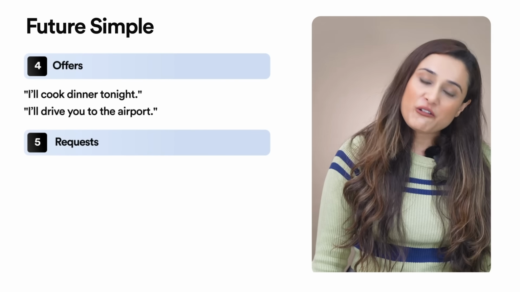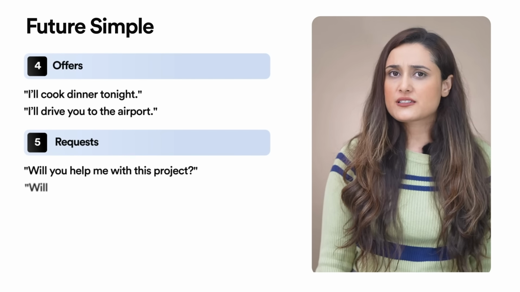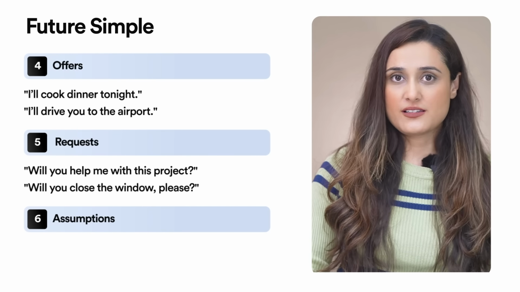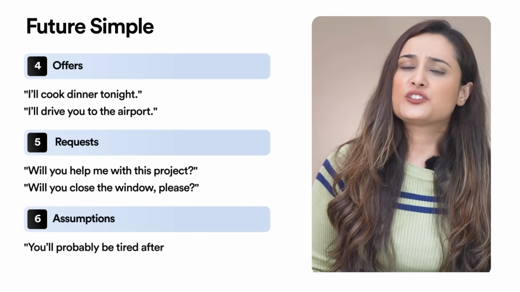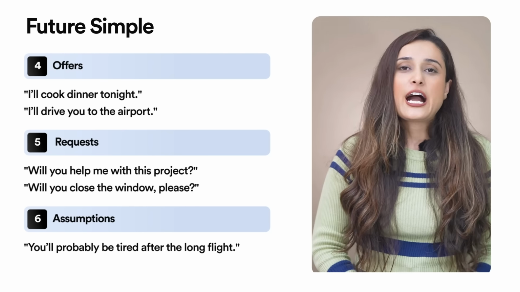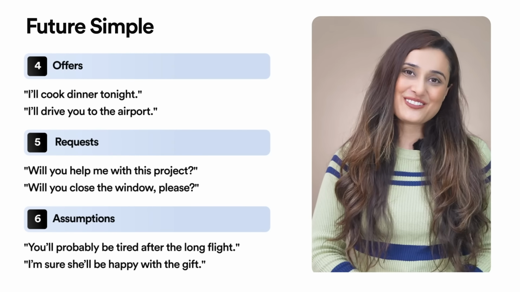Next is for request. That is also what you use this tense for. Will you help me with this project? Will you close the window, please? Alright, next is for assumptions. You'll probably be tired after the long flight. Okay, I'm assuming that you'll be tired because the flight is going to be long. I'm sure she'll be happy with the gift. Again, assuming, assumptions. Next one on the list is present perfect.